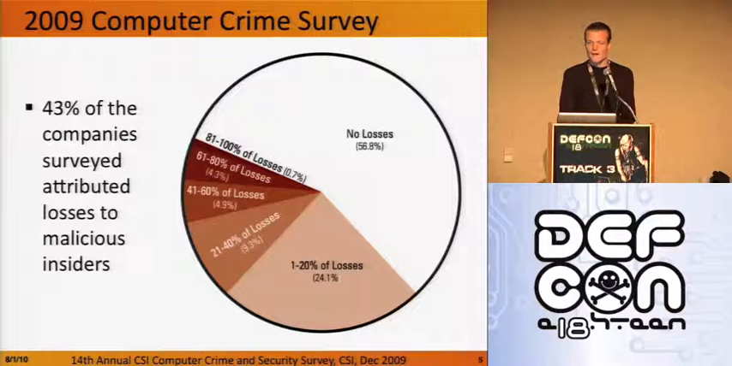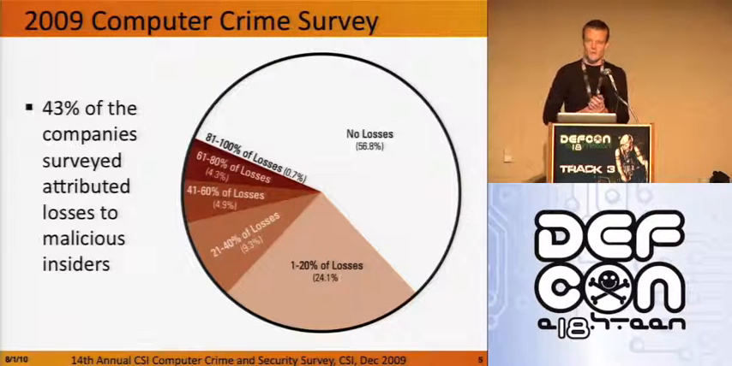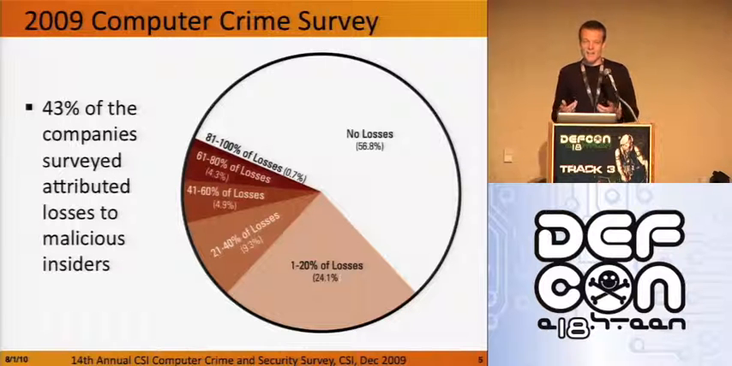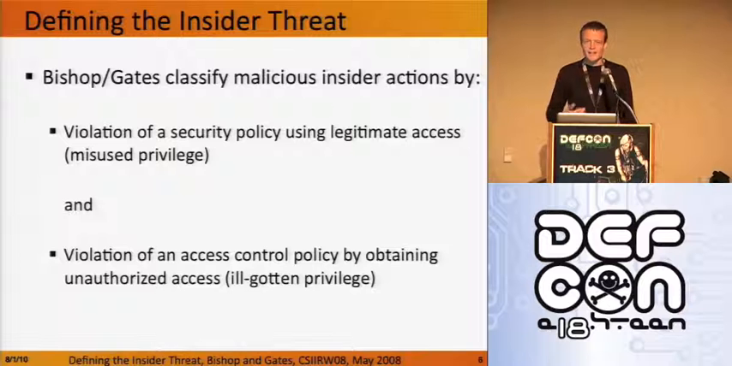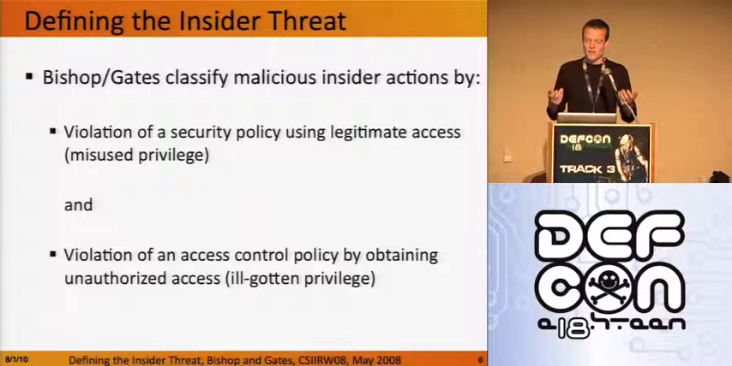So first off, last year, more than 43% of organizations that responded to a CSI survey said that they attributed at least some of their losses to insiders, so people that were employed for their company, ostensibly working towards the same goals as the company, but that exacted some damage deliberately. I like a definition that Bishop and Gates is from CA Labs, and Matt Bishop, of course, is at UC Davis, used to define the insider threat.